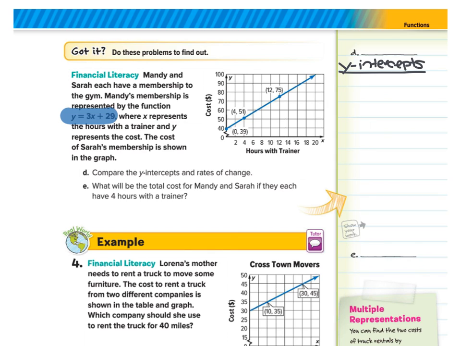For Mandy, we can simply look at her function here. Look at this value here, and it's 29. So $29. As for Sarah, we can look at the graph at the point (0, 39) and conclude that her y-intercept is $39. So we can conclude that Sarah has the higher initial cost.